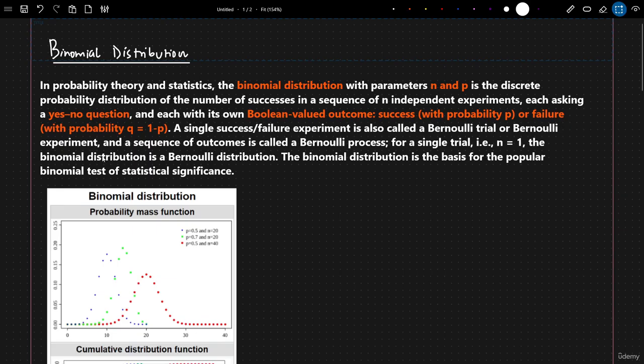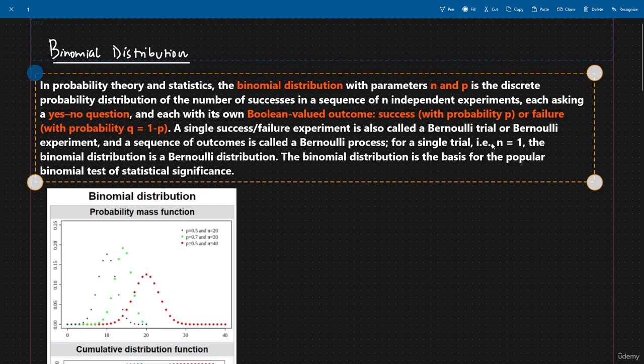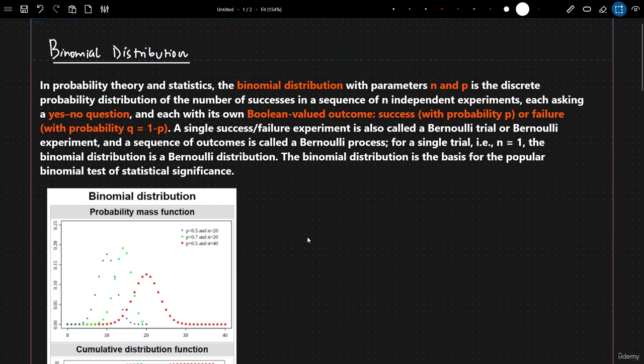For a single trial, that is n is equal to 1, the binomial distribution is a Bernoulli distribution. So binomial distribution is nothing but multiple Bernoulli distributions, with respect to the outcome, zeros and ones. In a simple way, I can define it: if I combine a group of Bernoulli distributions in sequence whose outcomes are either zeros or ones, then I can call that a binomial distribution.